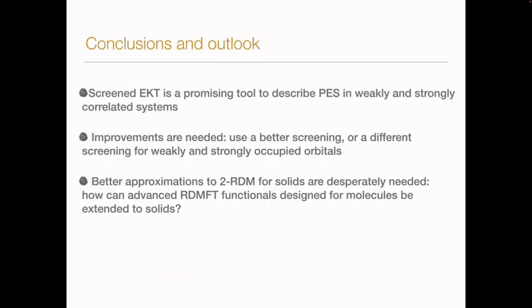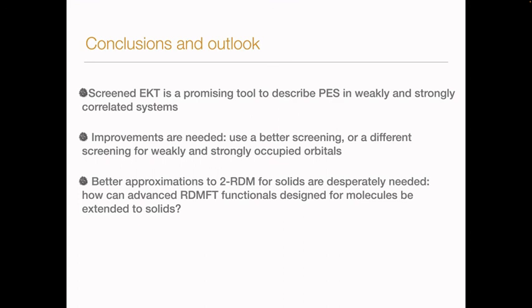Okay, so I arrive at my conclusions here. I propose to modify the EKT and introduce screening, which makes physical sense. This modification seems promising, although some deviations remain. So improvements are needed. The idea is to use a better screening. Now the screening, I didn't speak too much about it, is the RPA screening, but one could think of improving it or using a different screening depending on the kind of orbitals it acts on, if they are weakly occupied or strongly occupied, a little bit like it's done, for example, in the BC functionals for the ground state.